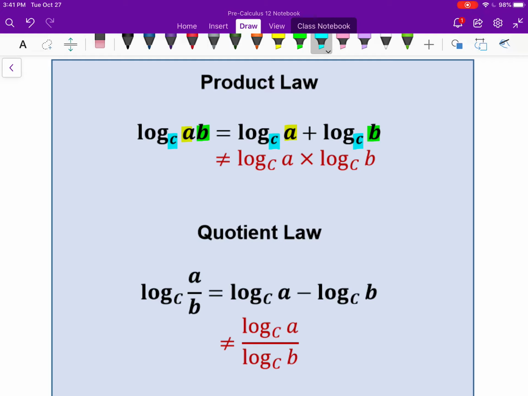Now there's a common mistake here, and I highly recommend all these common mistakes you write down. Again, this kind of connects back to the idea that when you're multiplying powers of the same base, you add the exponents. It's somewhat related to that. But this right here is incorrect: thinking that the log base c of a times b is the same as log base c of a times log base c of b. But it's a very common mistake. I highly recommend you write it down.